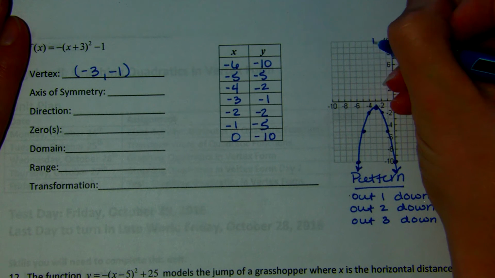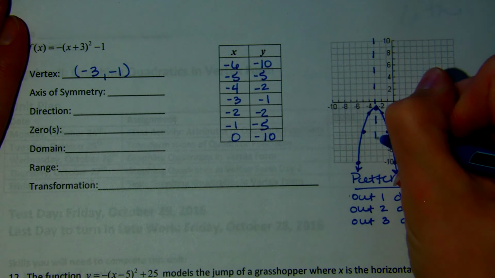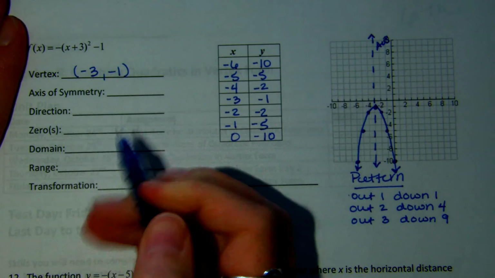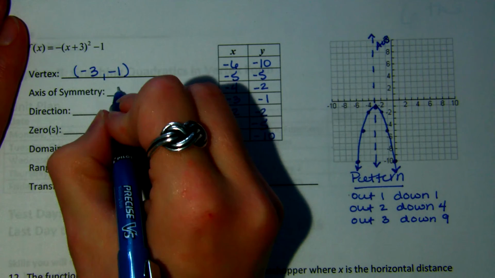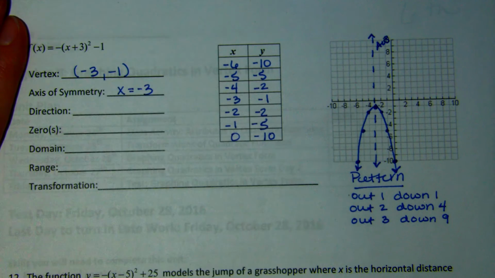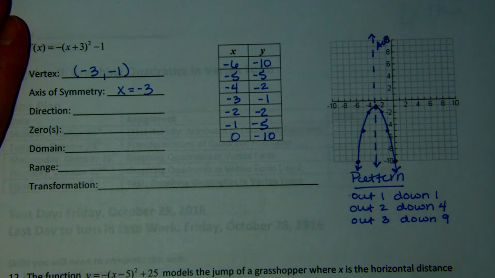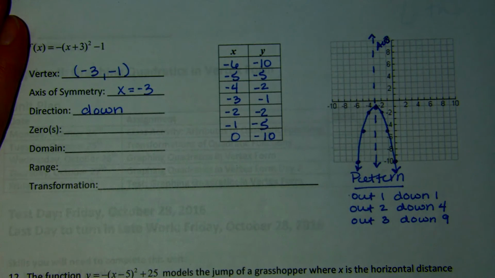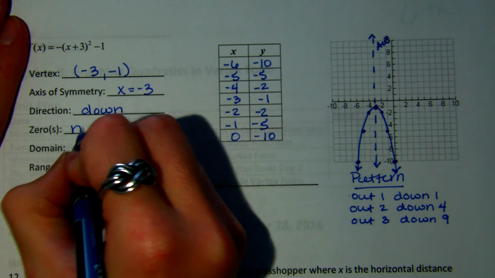Remember that we have to draw the axis of symmetry through our vertex. For this parabola, our axis of symmetry is x equals -3. The direction of this parabola is down. The x-intercepts are where the parabola touches or crosses the x-axis. This parabola neither touches nor crosses the x-axis, and that means that there are none.